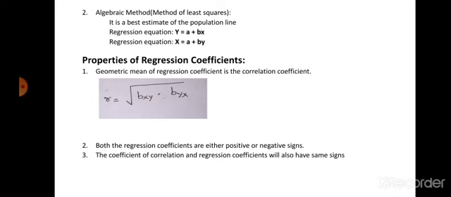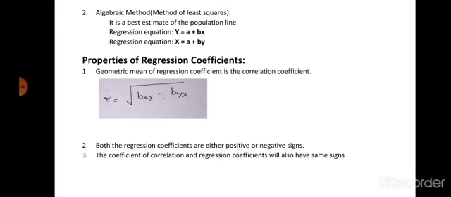Now, the algebraic method for simple linear equation can be understood. Regression equation of y on x is expressed as y equal to a plus bx. Then the regression equation of x on y is x equal to a plus by. In these equations, a and b are constants which determine the position of the line completely. Now for the regression equation y equal to a plus bx, how to find this one? By taking sigma y equal to na plus b sigma x.